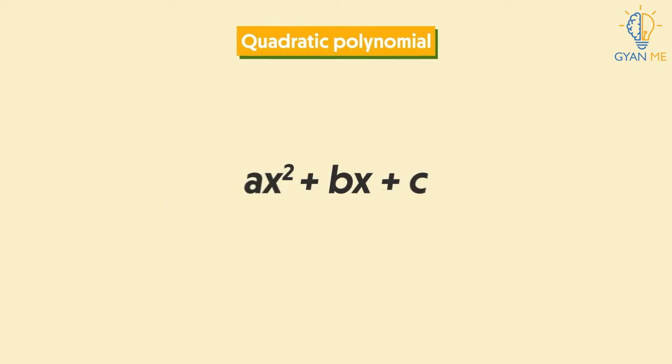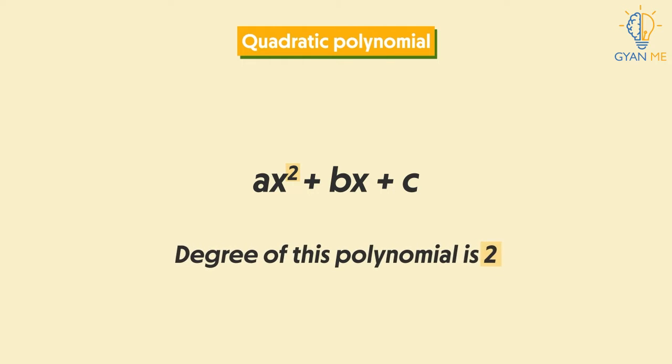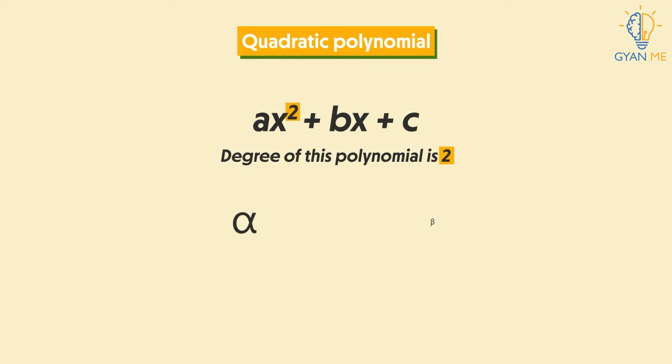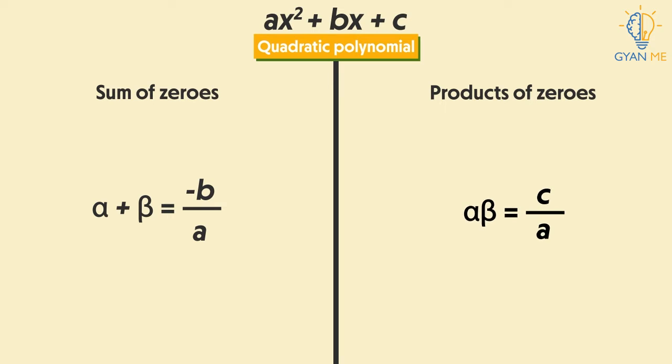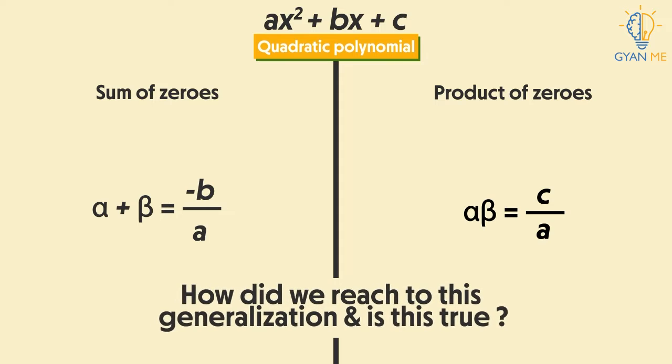For that, let us take a quadratic polynomial, ax square plus bx plus c. The degree of this polynomial is 2, so there will be two zeros, say alpha and beta. Their relation with the coefficients is alpha plus beta is equal to minus b upon a and alpha into beta is equal to c upon a. How do we reach this generalization? And is this true? Let us verify.